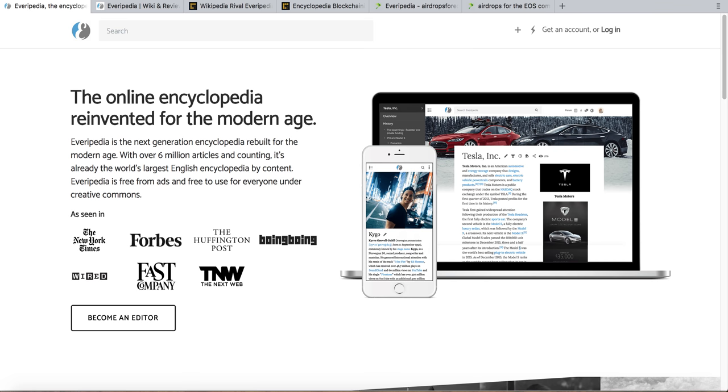Hey guys, welcome to Weekly Crypto. Today I'm going to talk about Everipedia. Essentially, it's an online encyclopedia on EOS blockchain.